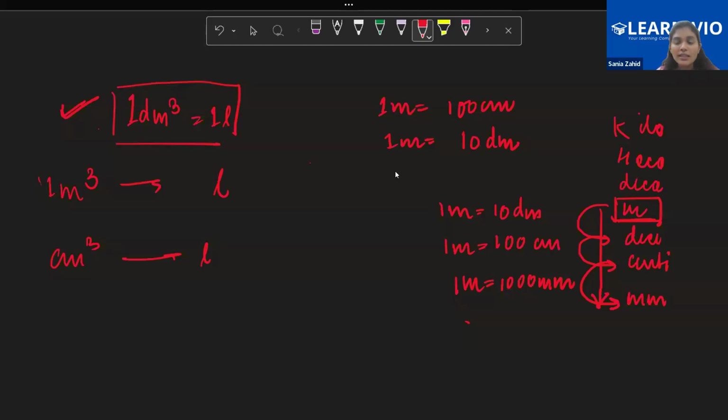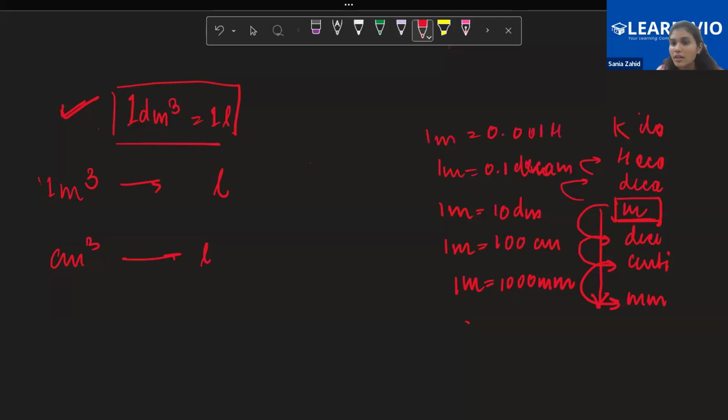Okay? Then kilo. Now see, if you are moving above, then what you will do? Divide. So 1 meter will have 0.1 decameter. Okay? This is decameter. Then 1 meter will have 0.001 hectometer. Then 1 meter will have 0.0001 kilometer. This is 0.1 and this is 0.01.